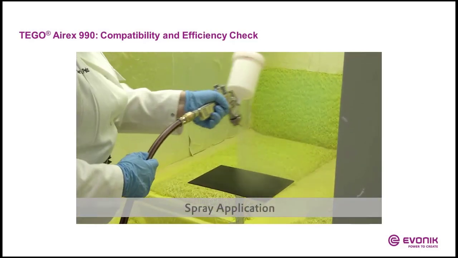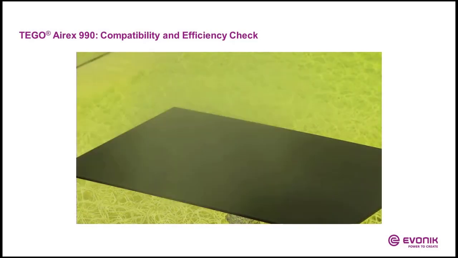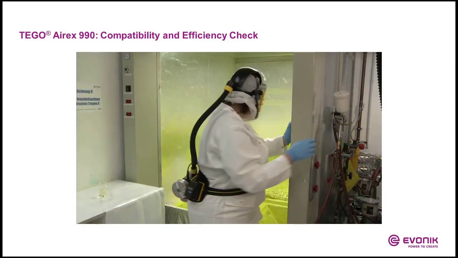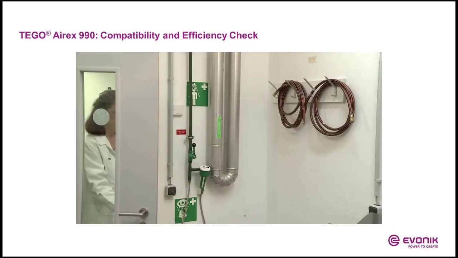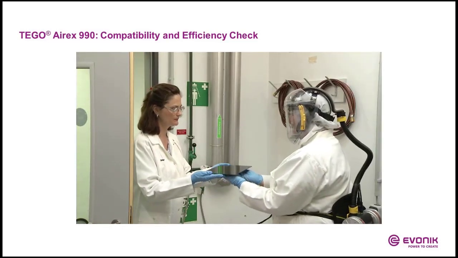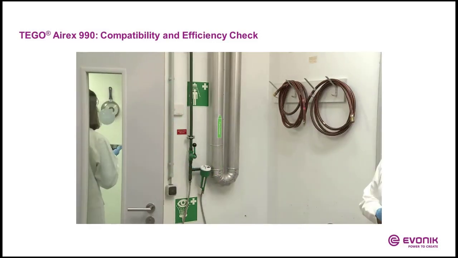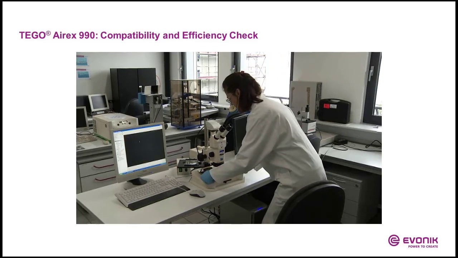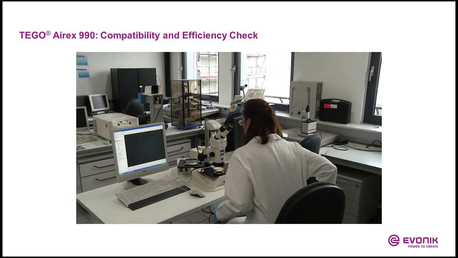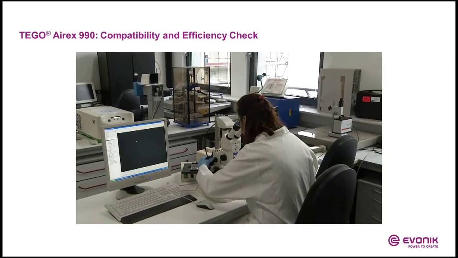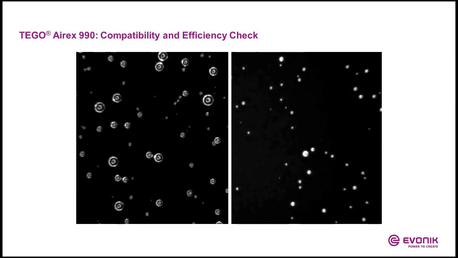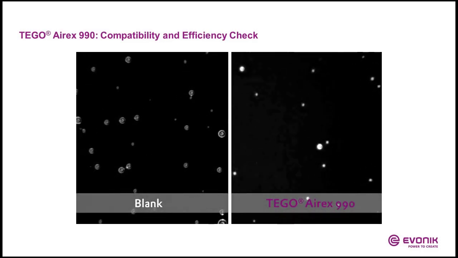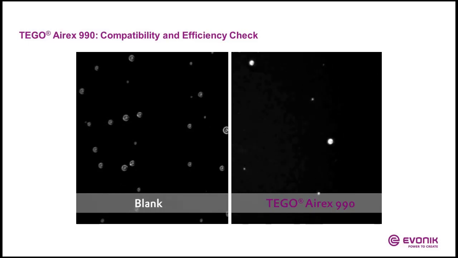Now we're moving on to checking efficiency and compatibility after spraying the material. After spraying, when we observe it under the microscope, we see that TEGO Airex 990 destroys microbubbles a lot faster than the blank sample. Here's what it looks like under the microscope. On the left side, you see the blank sample. On the right side, you see TEGO Airex 990.